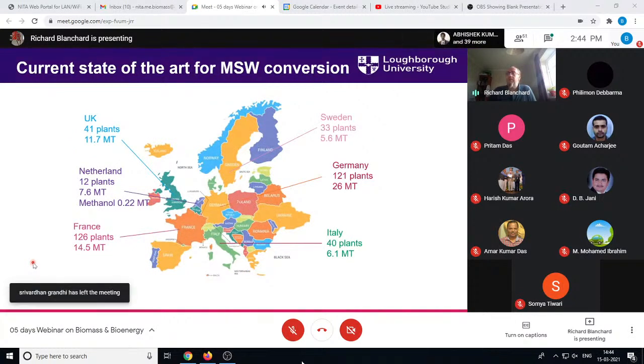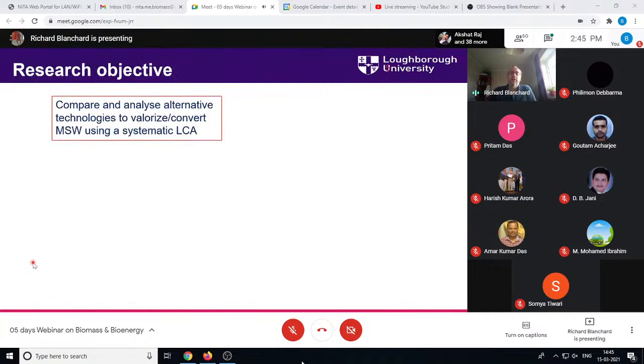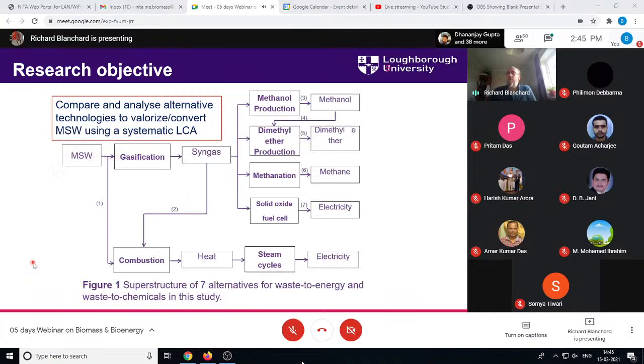Now the problem, of course, is that we can just basically burn waste through combustion and produce electricity. But the purpose of this talk is to see whether that is the right approach, or whether there are other ways in which we could reduce waste, but also make other useful products from it? So the idea behind this lecture is to compare and analyse alternative technologies to valorise, convert municipal solid waste using a life cycle assessment approach. And this topic will cover a number of different routes to make waste into energy and also into chemicals.